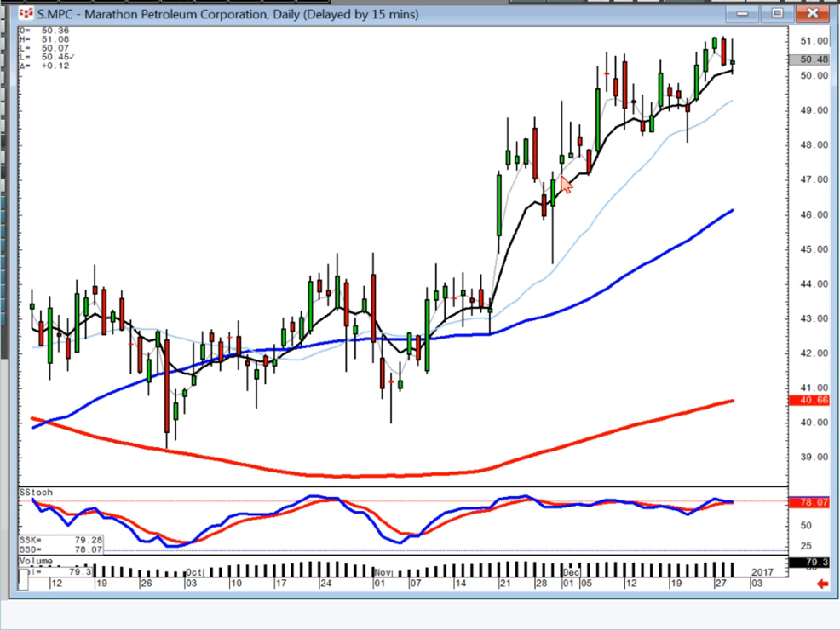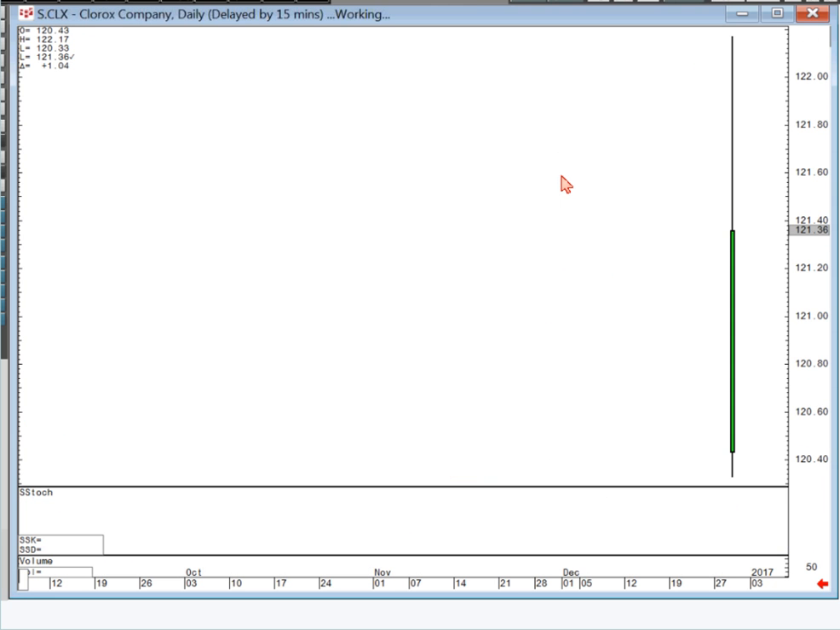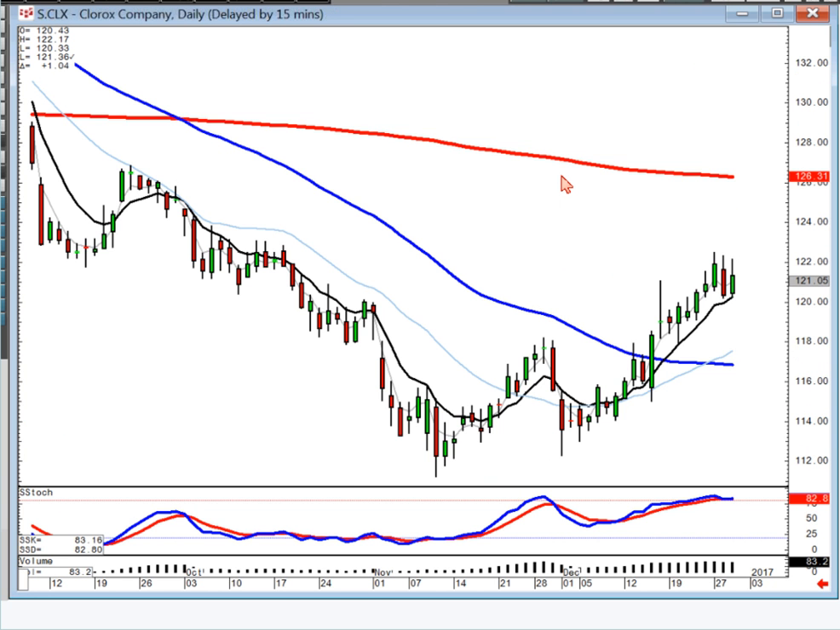Marathon, just stay long, but it has to stay above the T-line. Orox. That's a good, clean chart. Just stay long on this one as long as it stays above the T-line.